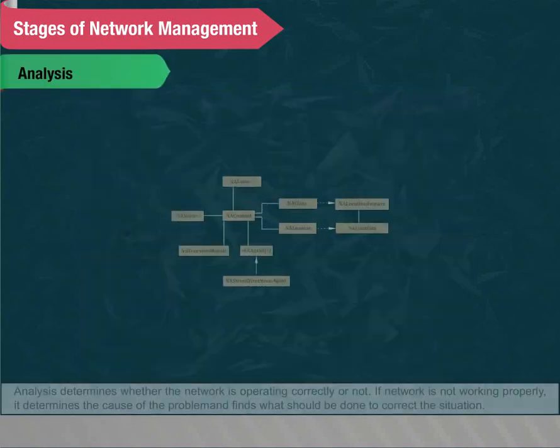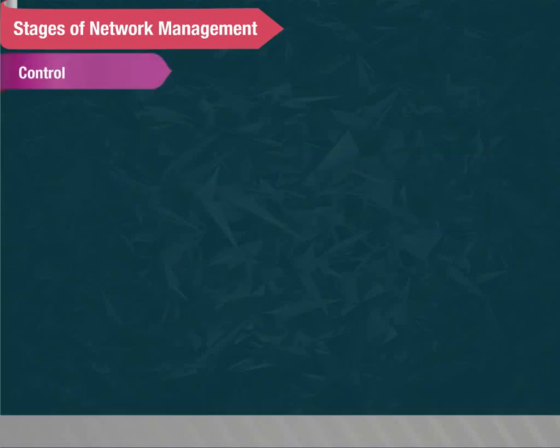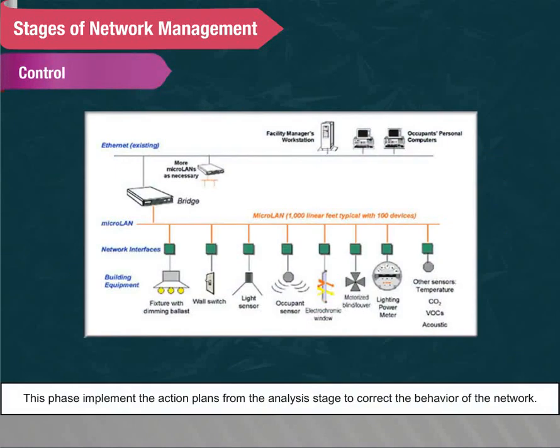Analysis. Analysis determines whether the network is operating correctly or not. If the network is not working properly, it determines the cause of the problem and finds what should be done to correct the situation. Control. This phase implements the action plans from the analysis stage to correct the behavior of the network.